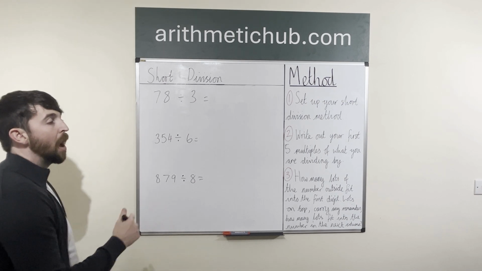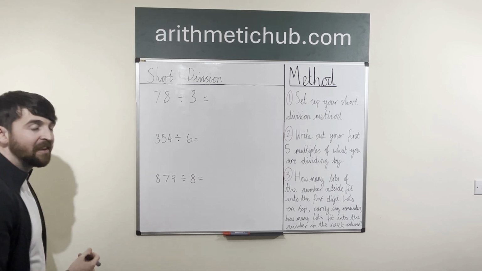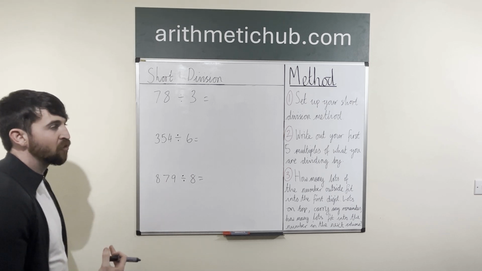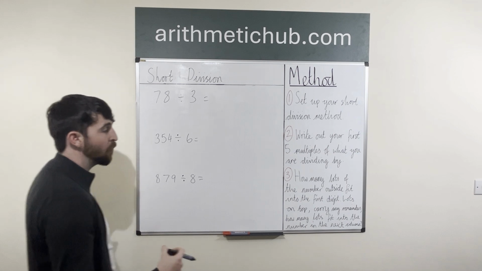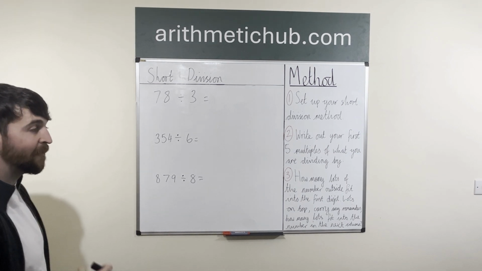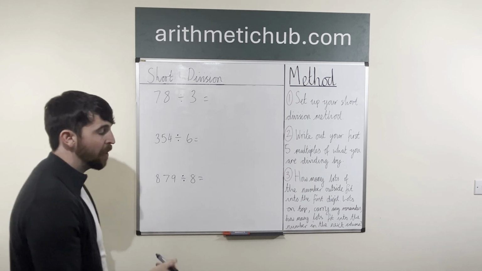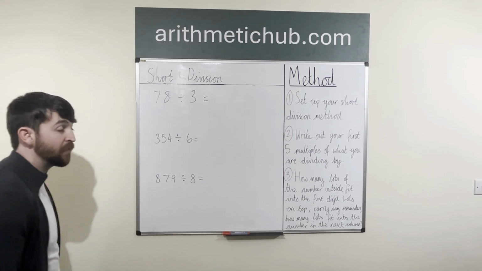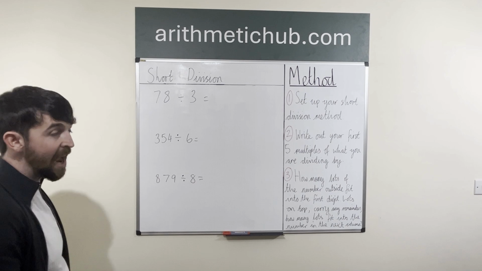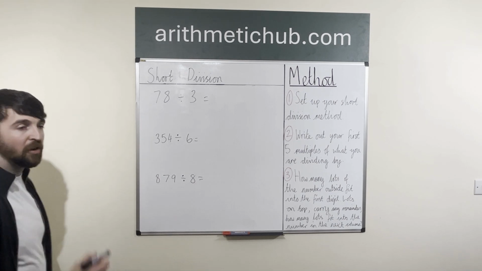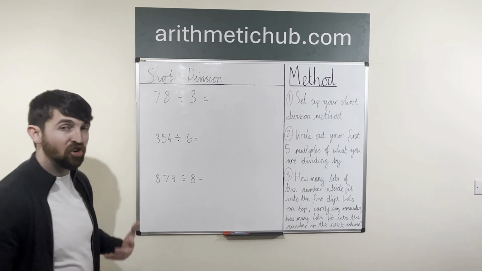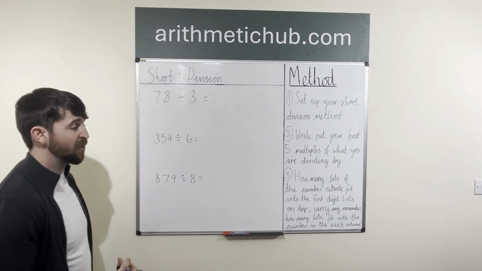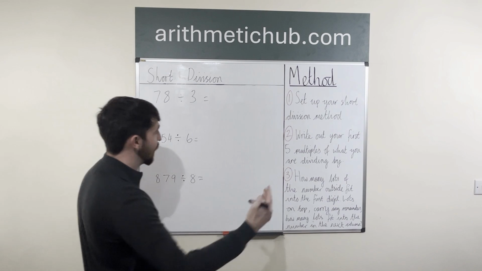And then the final part is the crux of the method. How many lots of the number outside fit into the first digit? Then you put the lots on top, you carry any remainders, and then you move on to how many lots fit into the number in the next column. I'm going to show you what that looks like, because it's easier to show that than it is to explain it in writing like that.